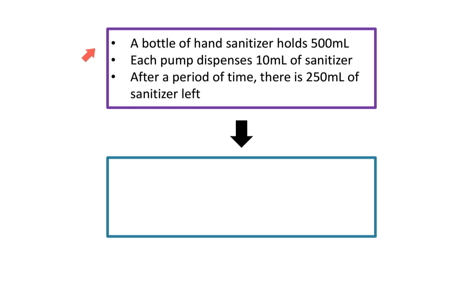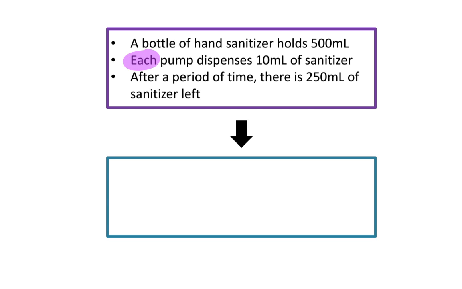A bottle of hand sanitizer holds 500 milliliters. Each pump dispenses 10 milliliters of sanitizer. After a period of time, there is 250 milliliters of sanitizer left. I want to change this from words to an equation. Let's break this down first.